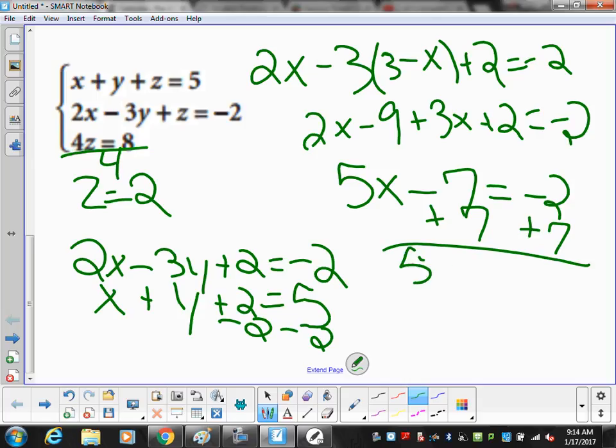Okay, so combine like terms: 2x plus 3x is 5x. Negative 9 plus 2 is negative 7. So that's this part right here. 5x minus 7 came from just combining like terms. 2x and 3x is 5x. Negative 9 and positive 2 is negative 7. And then you've got a two-step equation. Add your 7 to both sides. 5x equals 5. Then divide by the 5. x equals 1.